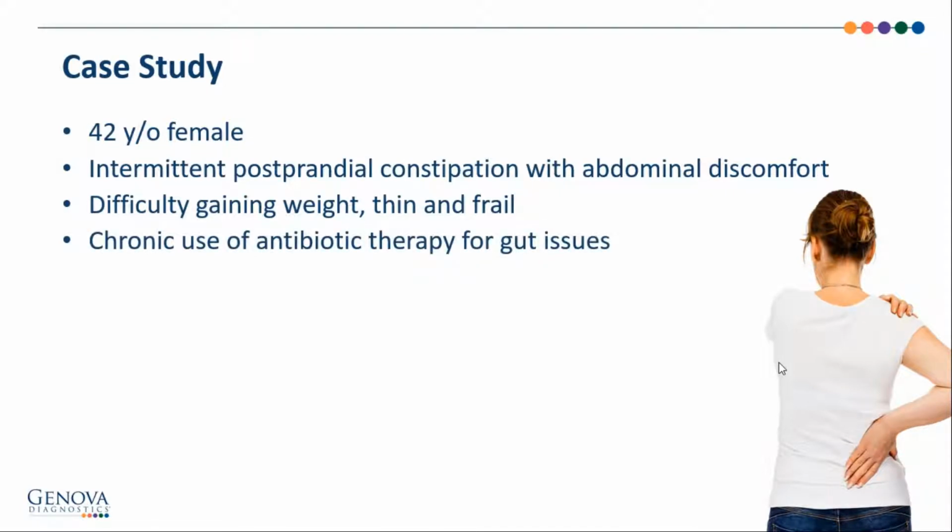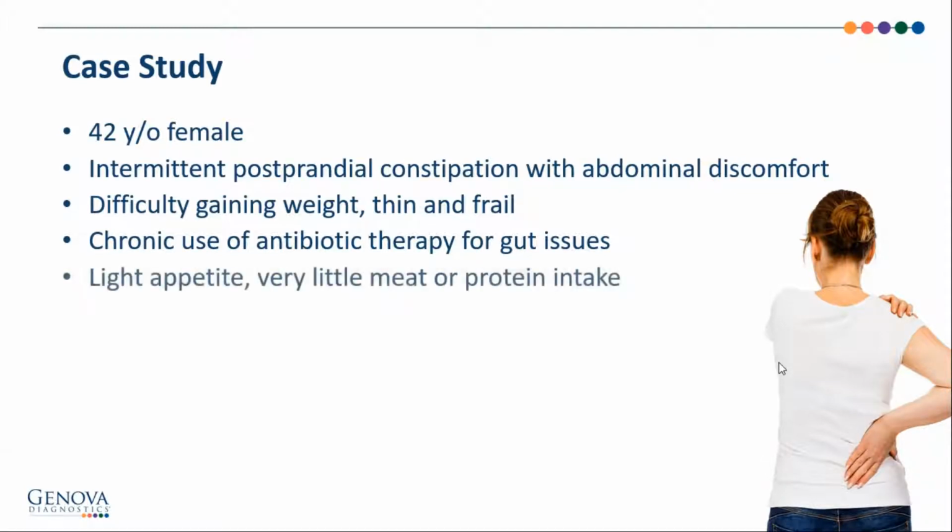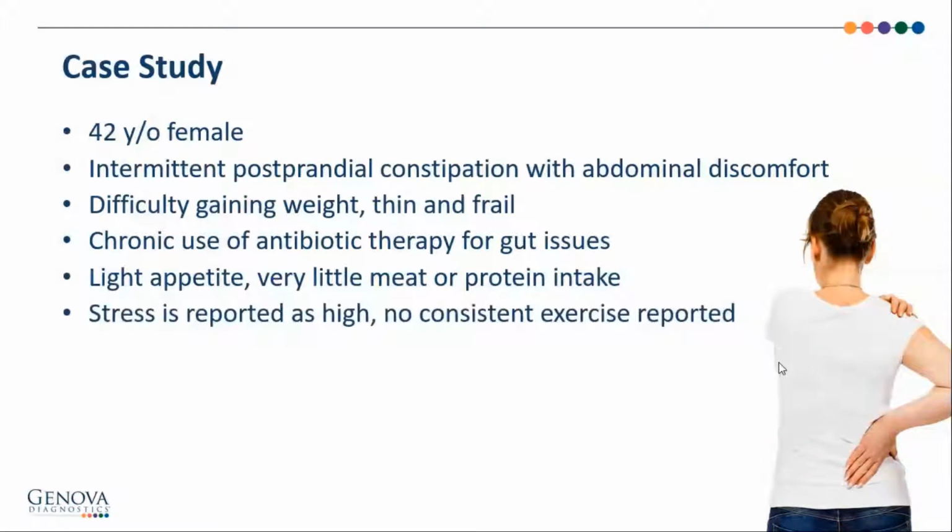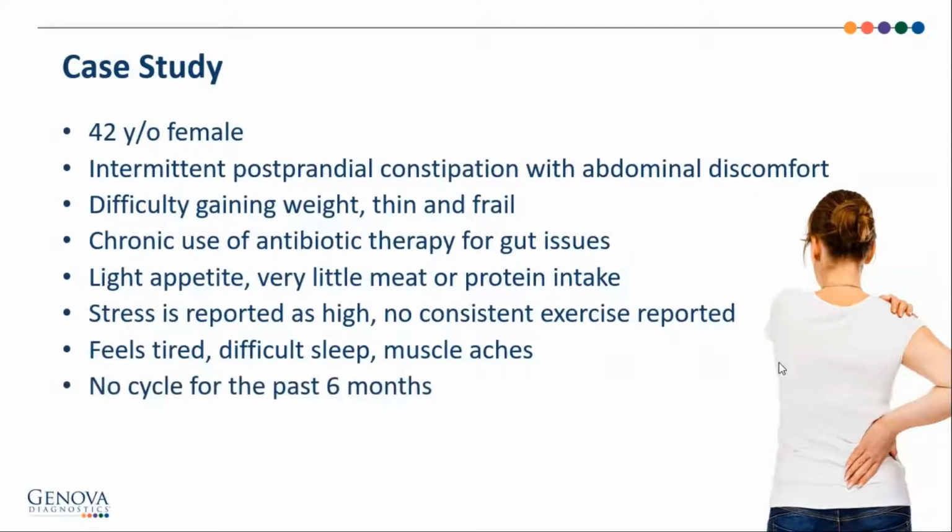Chronic use of antibiotic therapy for gut issues in the past. So it really makes you wonder about her gut microbiome. She has a light appetite and very little meat or protein dietary intake. Her stress is reported as high, but no consistent exercise protocol is reported. She feels tired. She has difficulty sleeping and has a lot of muscle aches. She hasn't had a cycle for the past 6 months. And medication, she's just really on a multi-mineral.